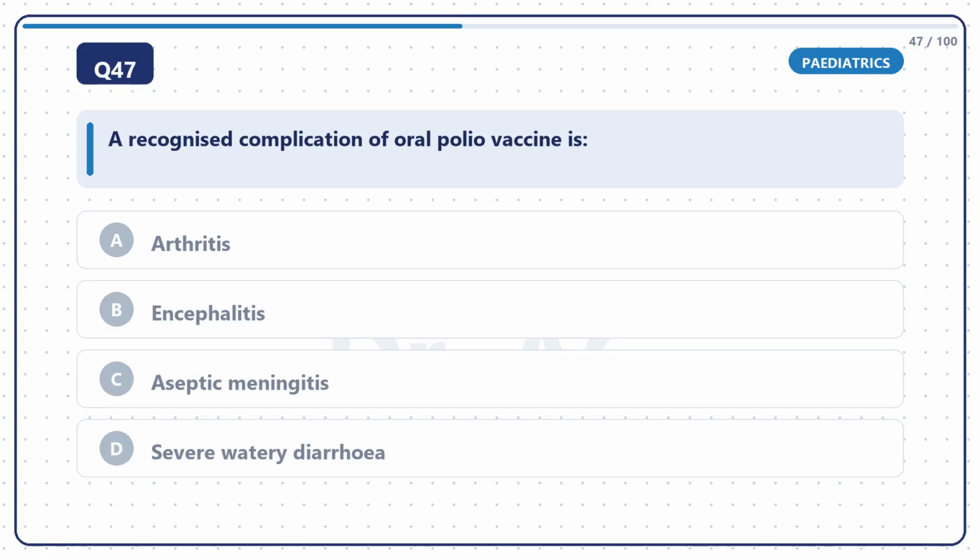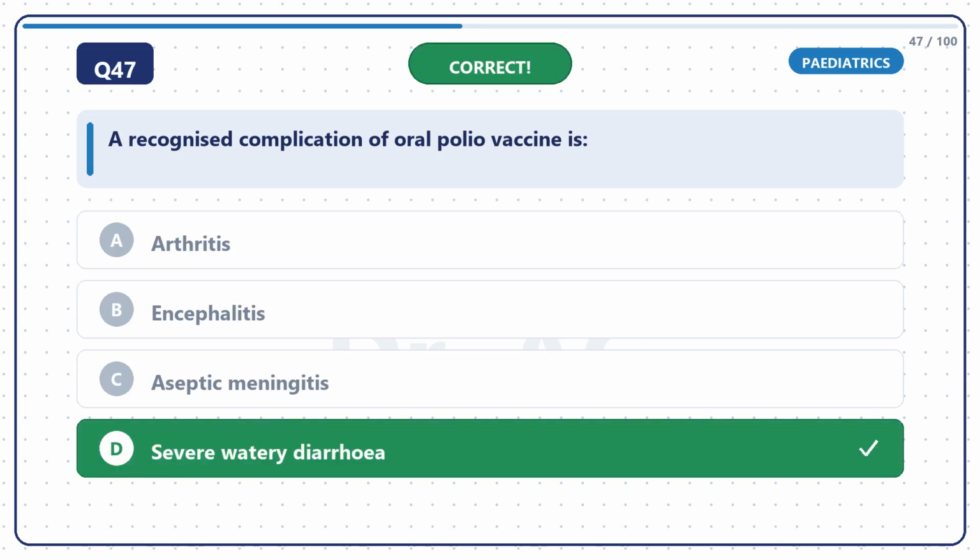Immunosuppression. Question 47. A recognized complication of oral polio vaccine is option A, arthritis. Option B, encephalitis. Option C, aseptic meningitis. Option D, severe watery diarrhea. The correct answer is option D, severe watery diarrhea.